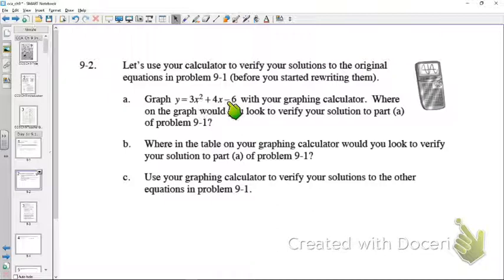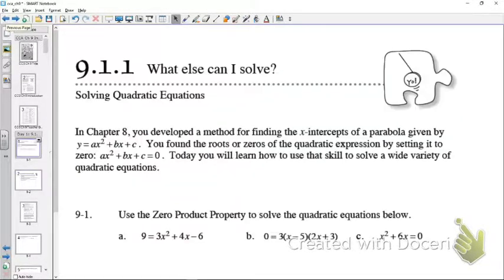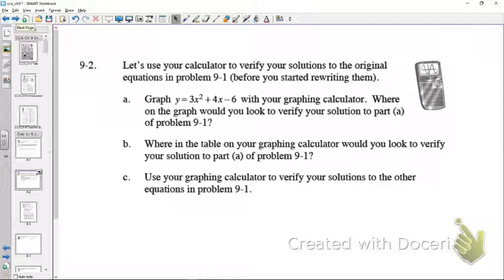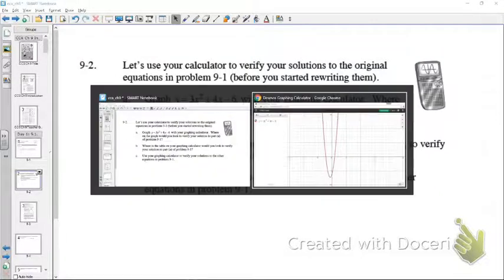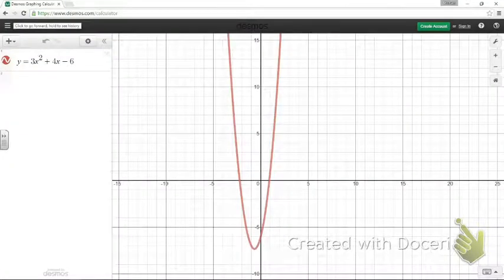So they say, where on the graph would you look to verify your solution? In other words, where is this equation going to equal the number 9, right? If you don't see that, let me go back here. The equation equals 9. So we want to verify where this parabola equals 9 for the y-coordinate. So we're going to graph that. Once again, 3x squared plus 4x minus 6. Here we go, and obviously I have it prepared. So here's the equation, right?